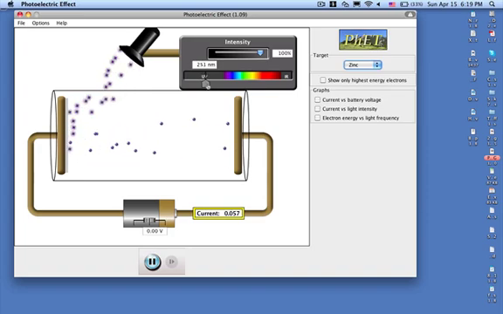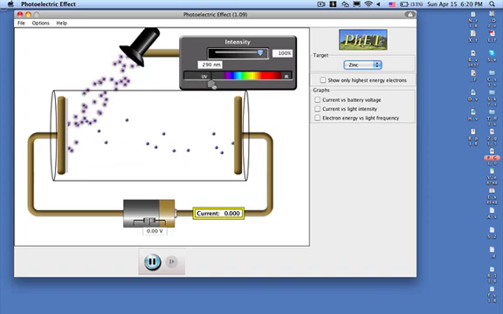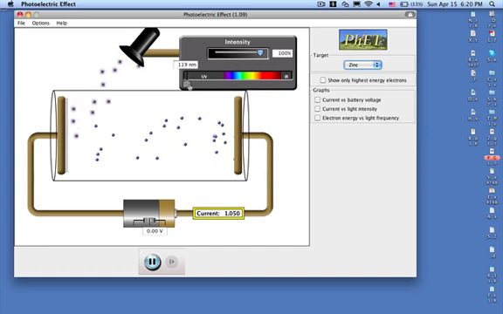It looks like for zinc we're going to have to be higher than 200, smaller than 290 nanometers before we get any electrons to flow. Okay, so this is evidence for light being a particle, because you have to have a photon that's big enough to knock the electron off the metal.